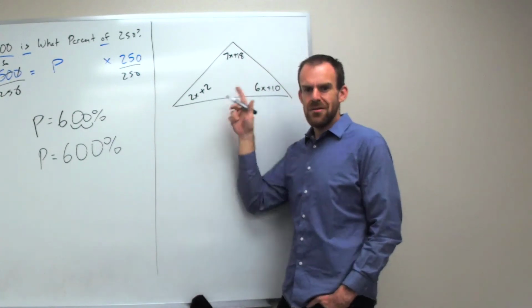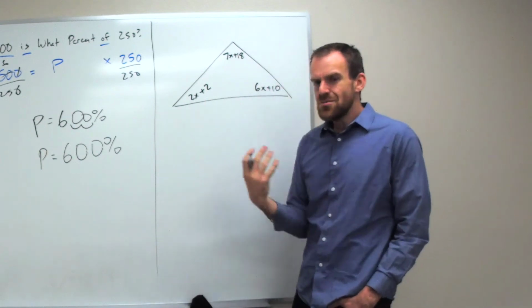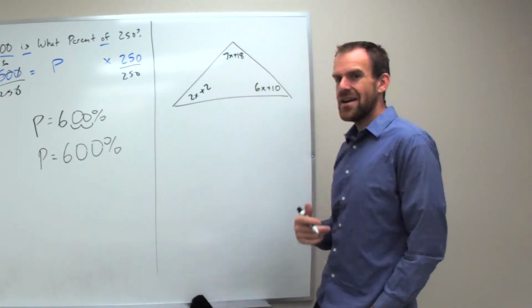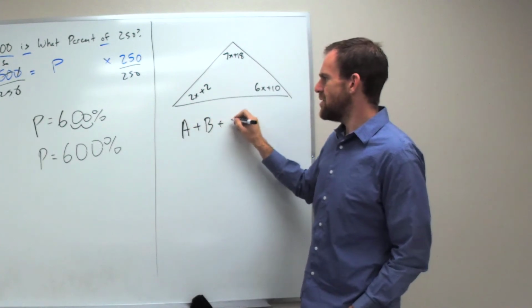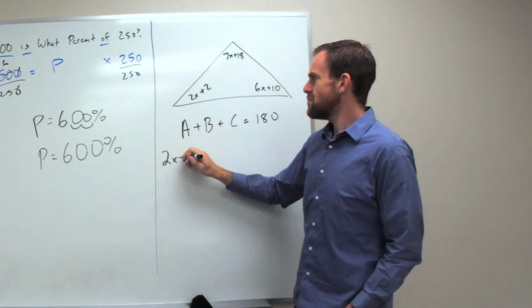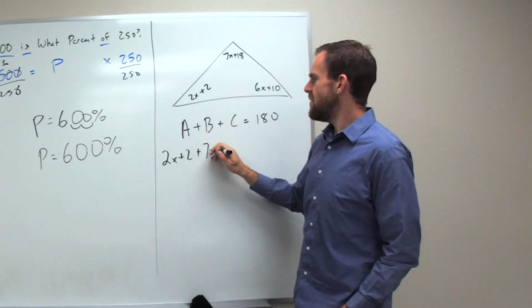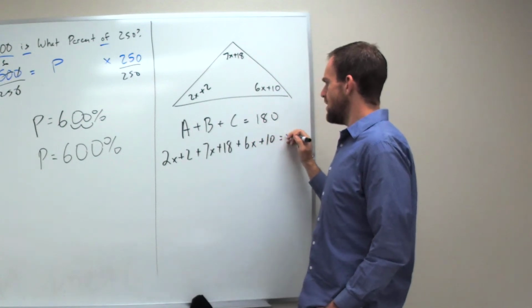So, are we bothered that we know no numbers? Not really. Because we have an equation for this. What do all the angles in a triangle add up to? Well, we remember the equation a plus b plus c is 180. So I'm going to plug in 2x plus 2 plus 7x plus 18 plus 6x plus 10 equals 180.